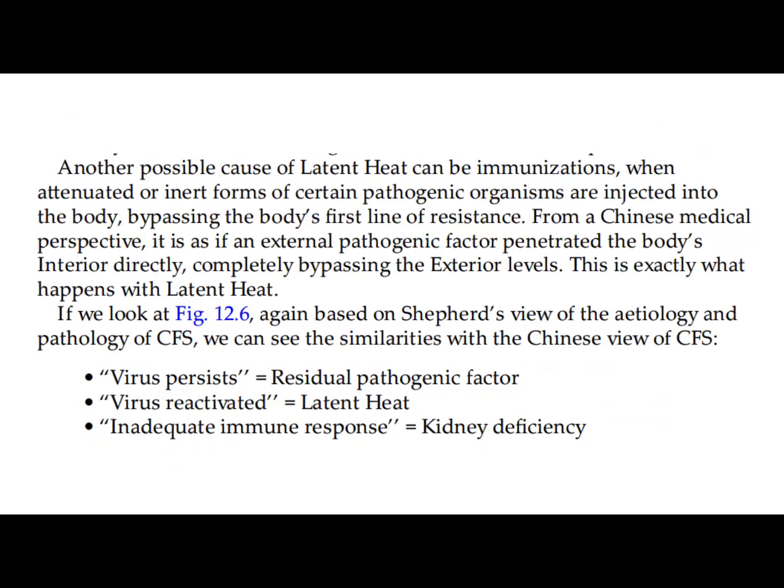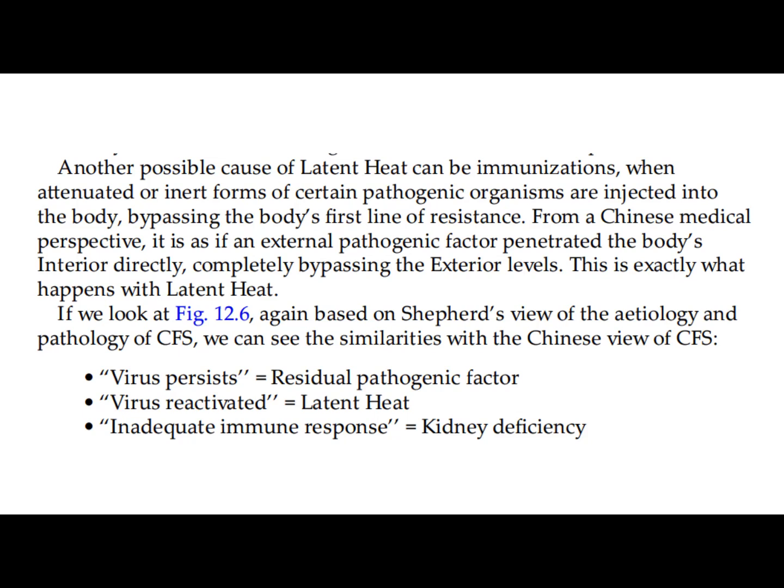Another possible cause of latent heat can be immunizations. When attenuated or inert forms of certain pathogenic organisms are injected into the body, bypassing the body's first line of resistance, from a Chinese medical perspective, it is as if an external pathogenic factor penetrated the body's interior directly, completely bypassing the exterior levels. This is exactly what happens with latent heat.